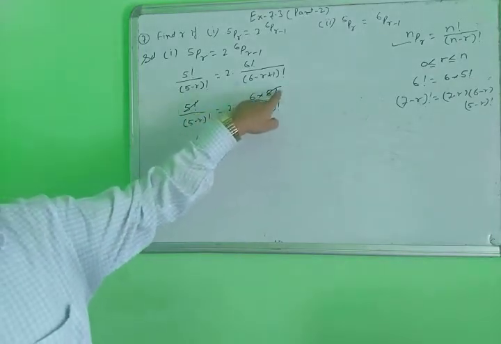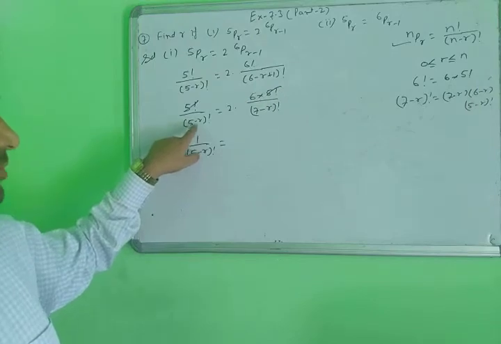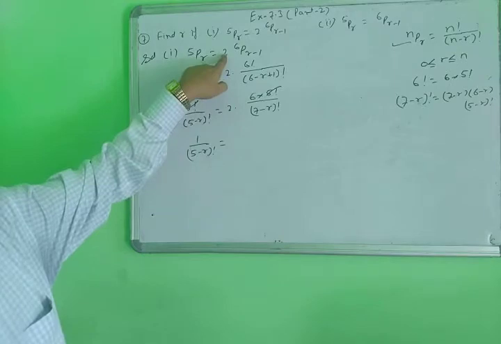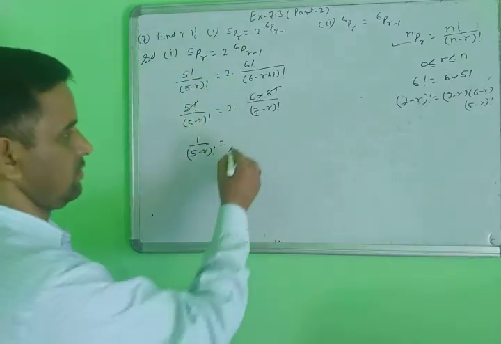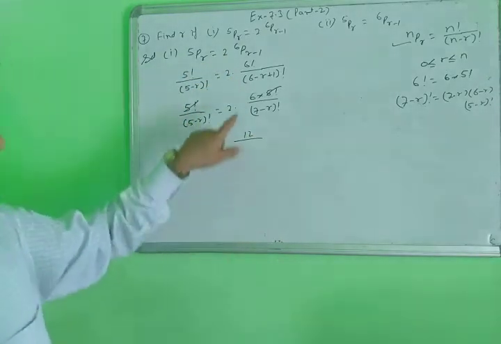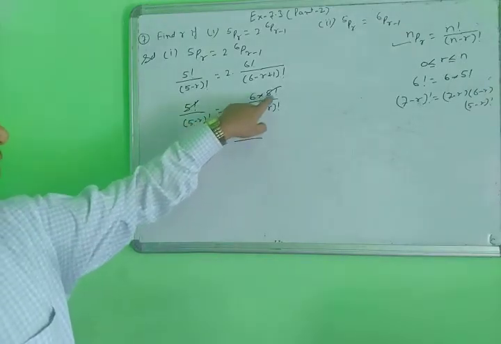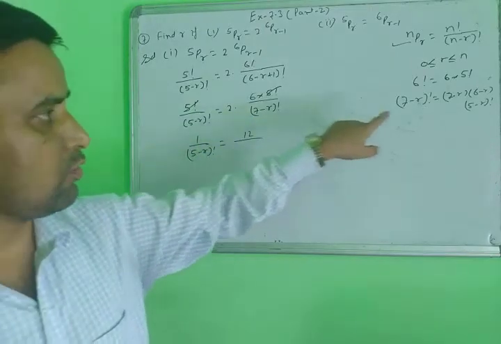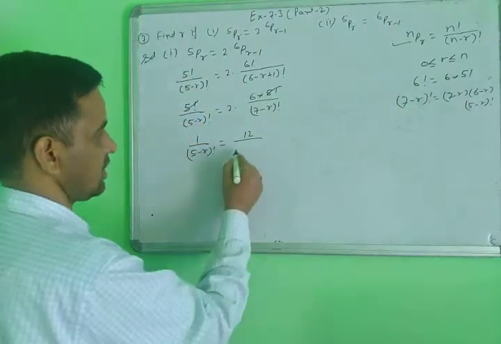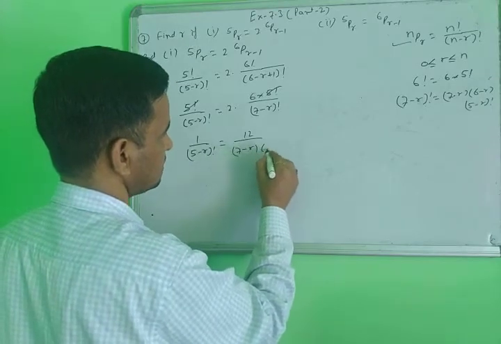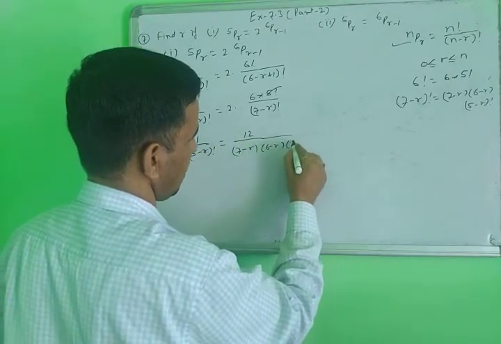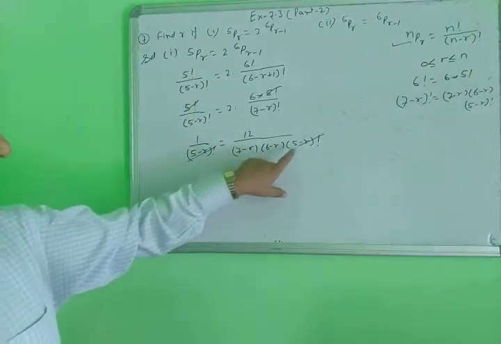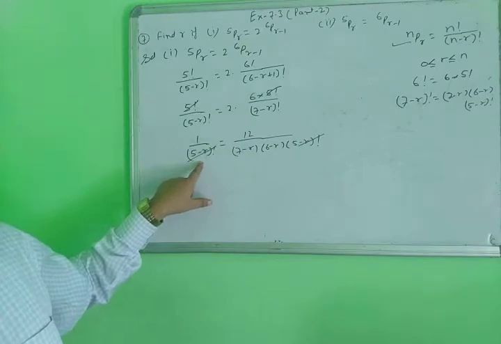Factorial 5 is cancelled, then 5 minus r factorial is the same here, and here 2 is multiplied by 6, 2 sixes are 12. Factorial 5 has been cancelled. Then 7 minus r factorial, you will break down according to this way: 7 minus r, 6 minus r, and 5 minus r factorial. So this will be cancelled also, 5 minus r factorial and 5 minus r factorial cancelled.